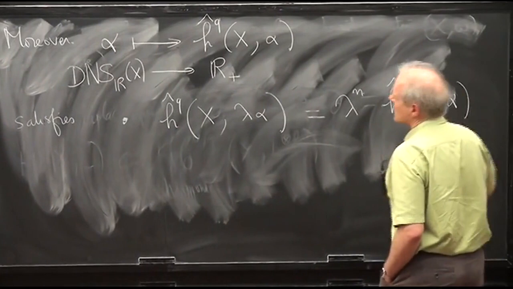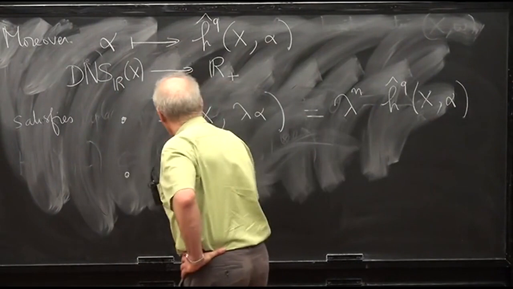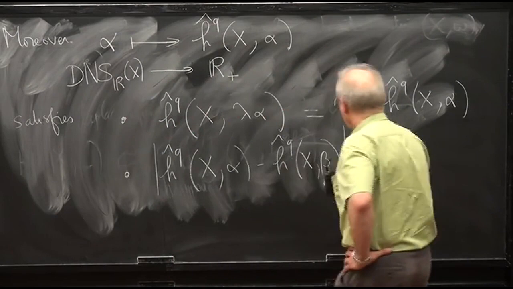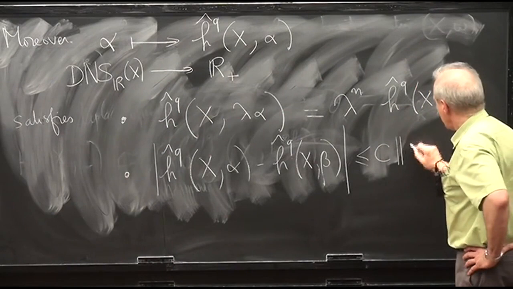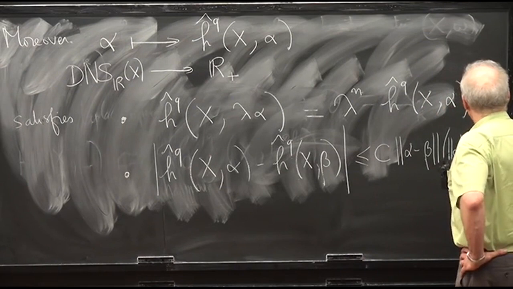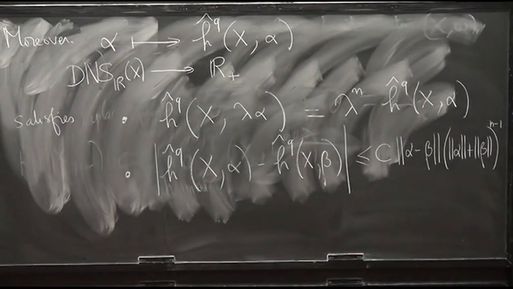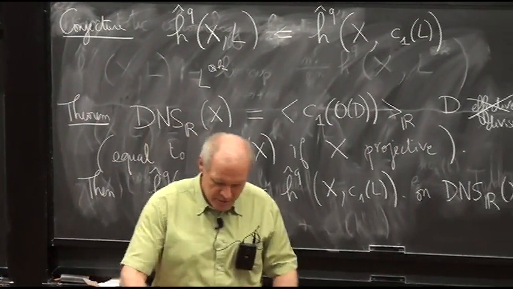And now you have some kind of continuity, Lipschitz continuity. This will be less than a constant times norm of alpha minus beta times norm of alpha plus beta to the n minus 1. With respect to any norm, it's a finite dimensional vector space, so all norms are equivalent. So you pick any norm on this finite dimensional vector space. And then you see that the cohomology somehow behaves continuously when you vary the line bundles.